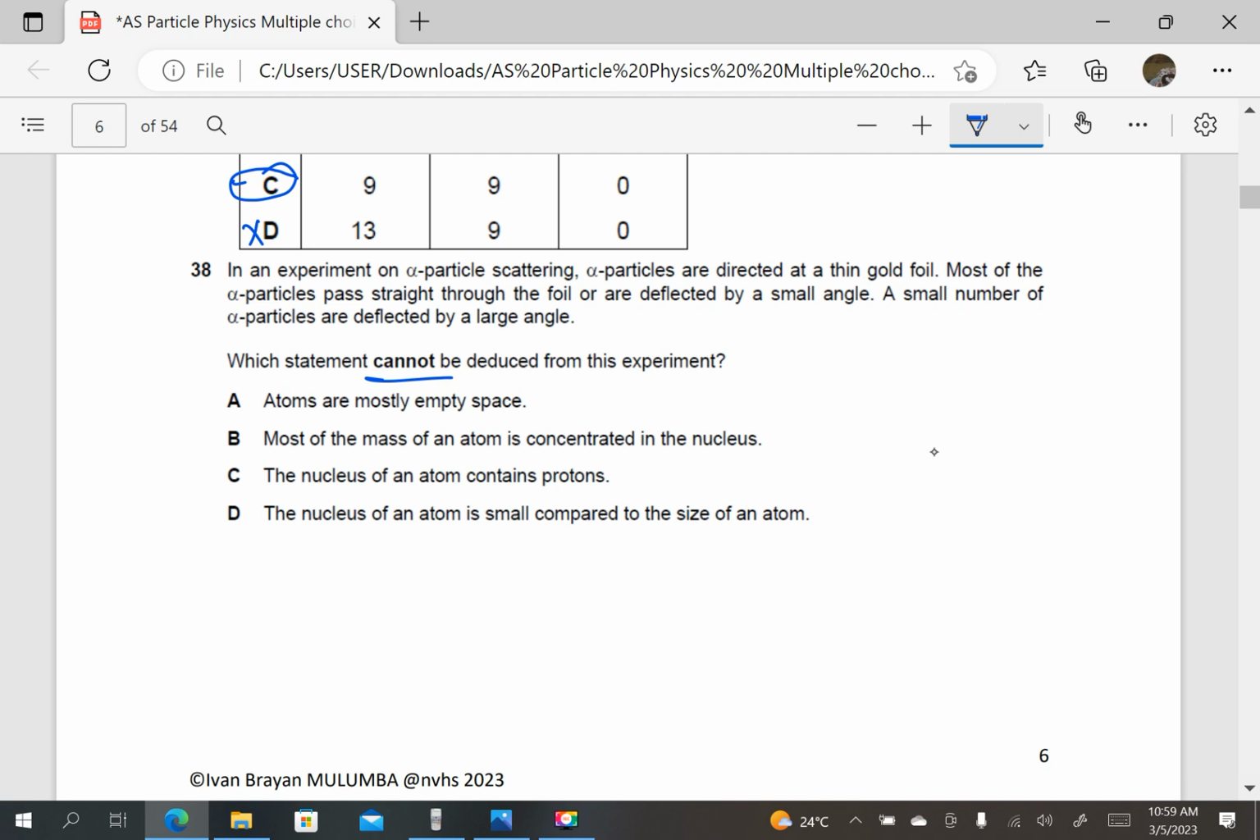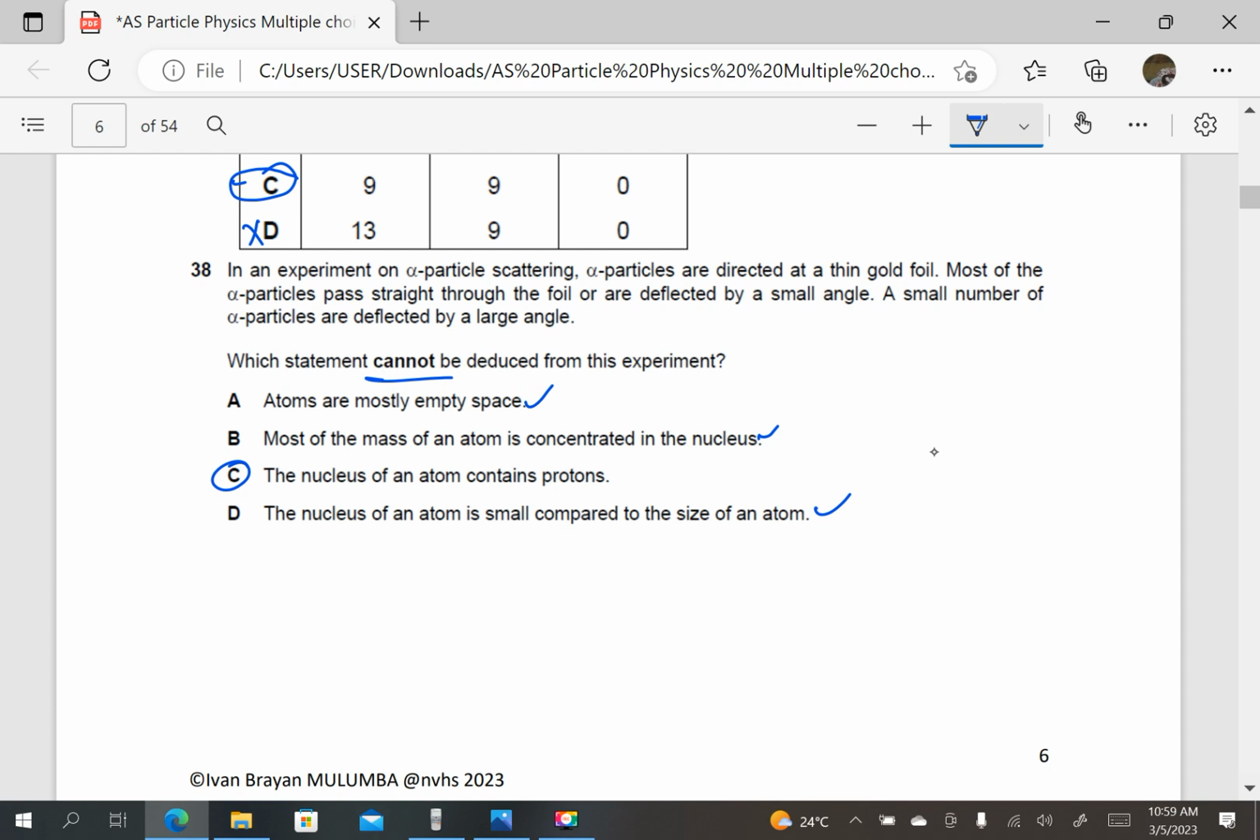So atoms are mostly empty space. That is true, that one can be deduced. Most of the mass is concentrated in the nucleus. That one can also be deduced. The nucleus of an atom is small compared to the size of the atom. This one is also true. The nucleus of an atom contains protons. This one cannot easily be deduced from that experiment.